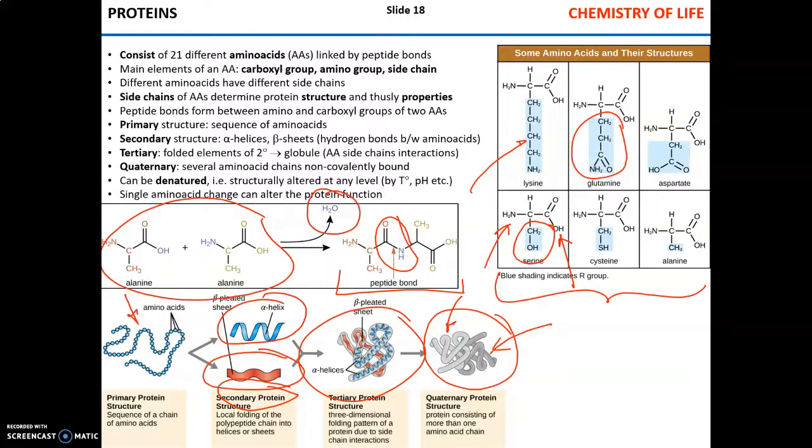What's important is that proteins can be denatured, so they can be structurally altered. Okay, quaternary structure can be disrupted, tertiary structure can be disrupted, and secondary structure can be disrupted. Denaturation, i.e. structural alteration, will lead to the functional changes, inability of a protein to perform its function. Moreover, if you replace one amino acid in the polypeptide, it may fold differently, and that single amino acid change can alter the protein structure and therefore the protein function.